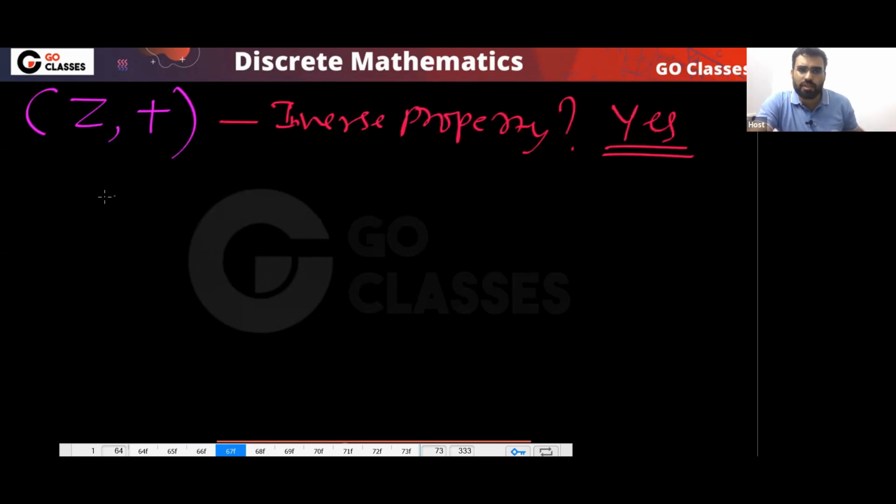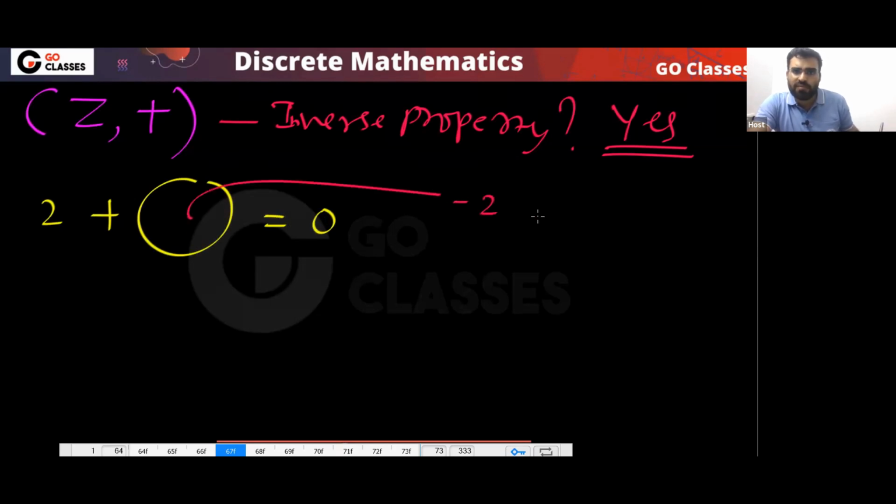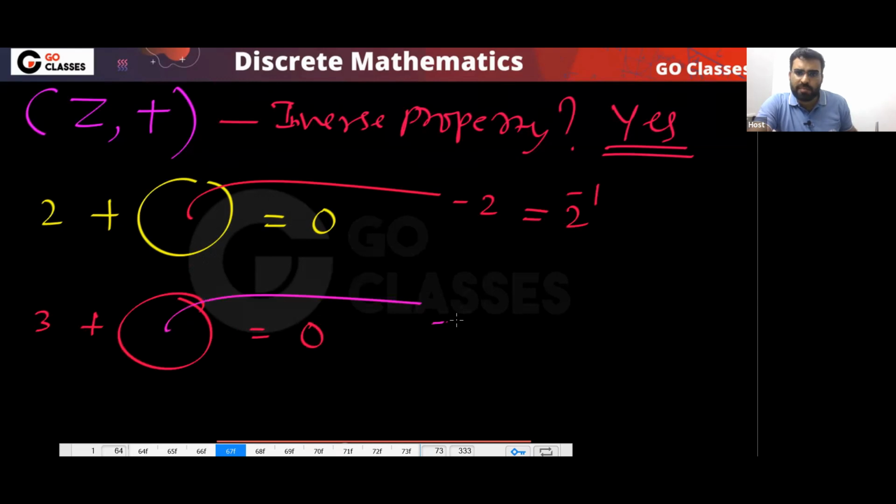This structure has inverse property because for every element, if I ask you, what should I put here such that I get the identity element? Your answer will be -2. So this is your 2 inverse. Similarly, what should I put here such that I get identity element? You will say -3. This is your 3 inverse.